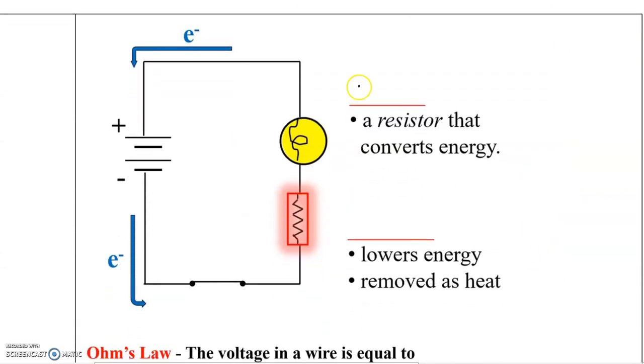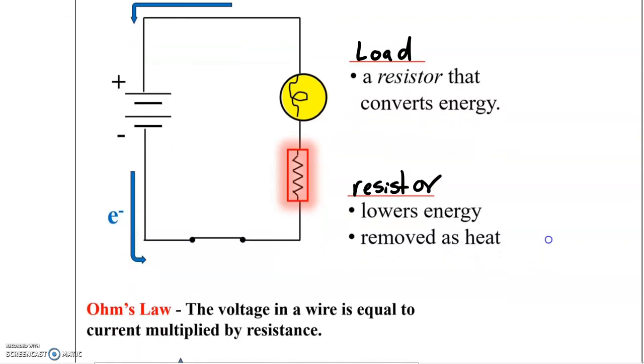So remember, a load is a resistor that converts energy, and a resistor lowers energy and it can be removed as heat.